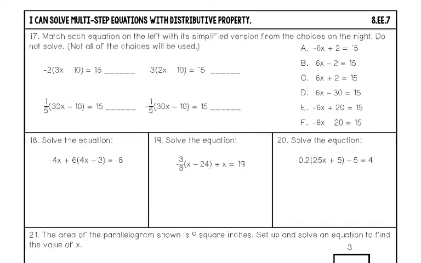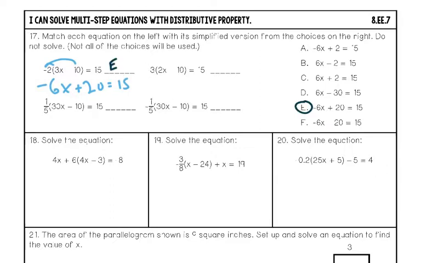This is the distributive property section, and there's a number on the outside of a parentheses. We know we can distribute that negative 2 to each term on the inside here. So that means multiply. So negative 2 times 3 is negative 6x's. Negative 2 times negative 10 is plus 20. So I'm going to look over here and find negative 6x plus 20. I see that at E. So E is taken for this one.